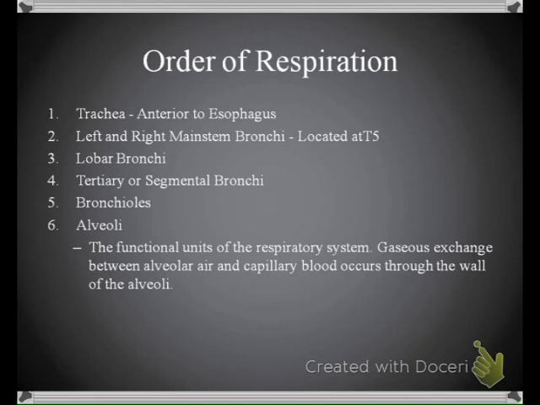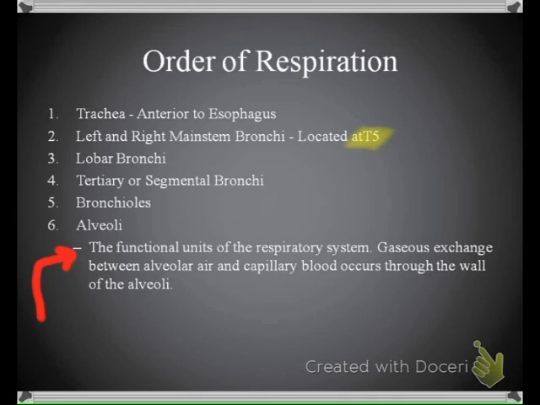So the order of respiration. Number 1 is the trachea. Number 2 is the left and right mainstem bronchi, which are located at T5. So keep that in mind, T5. Number 3 is the lobar bronchi. Number 4 is the tertiary or segmental bronchi. Number 5 is the bronchioles, and lastly is the alveoli. And it's important to understand the functional properties of the alveoli, and so we must understand that they are the functional units of the respiratory system.